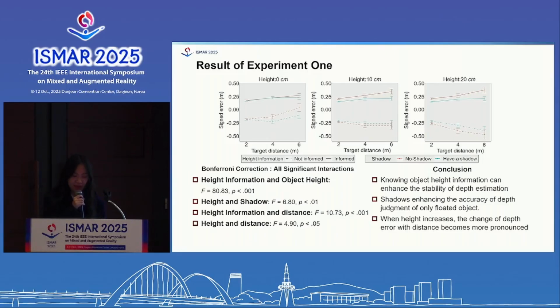Second, we can see the height and the shadow from these 2 figures. For the floating object, the signed error stays stable at all the height levels, but the error will be influenced significantly without the shadow. And this effect was only pronounced for the floating object. For the object on the ground, the effect is not so pronounced. So this means that shadows will enhance the accuracy of depth judgment only for floating objects. And finally, for height and distance, we can see that when the height increases, the change of depth error with distance became more pronounced.